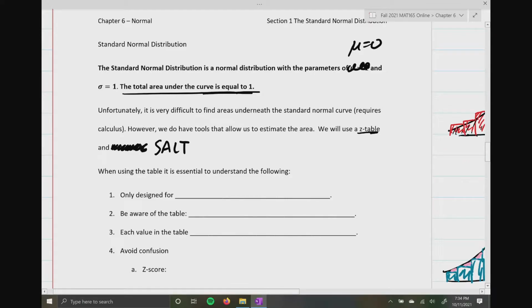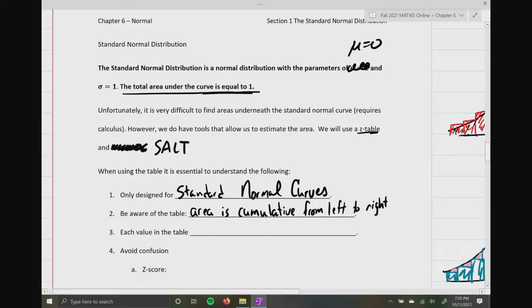The table that we use is going to be for standard normal curves. So if we have to standardize our data, then we're going to have to do that. Two, be aware of the table area. When we look at this table, the area is cumulative, meaning it is added from left to right. And I'll show you what I mean once we look at the table.